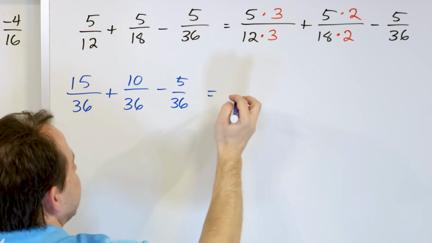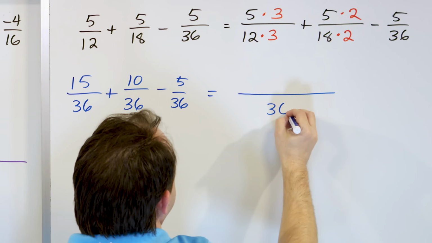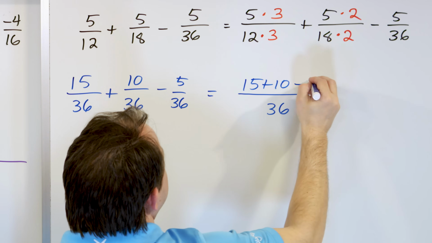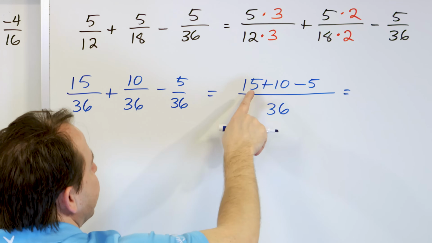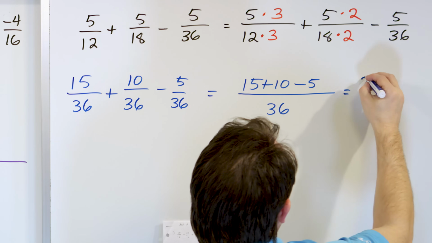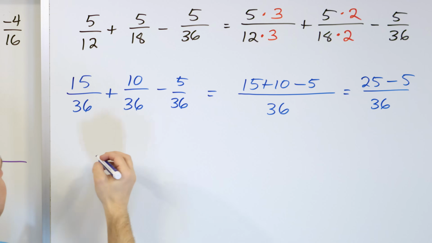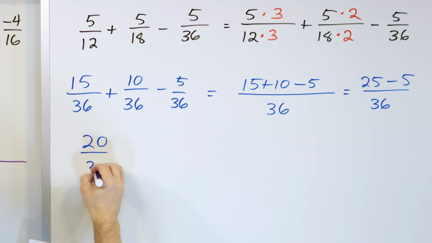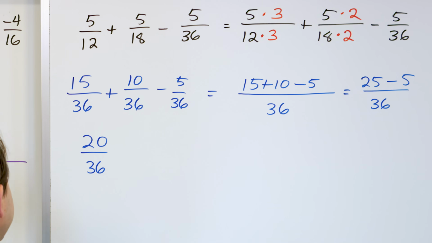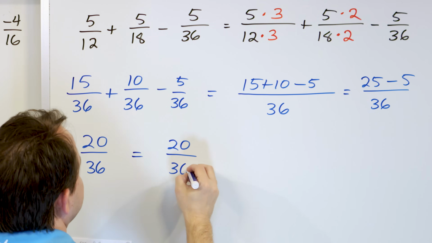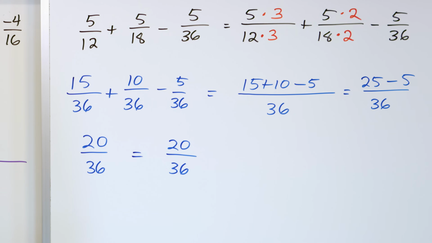Now the answer, since the denominator is 36, will just be over 36. And I'll have 15 plus 10 minus the 5. And what I'm going to get here, 15 plus 10 is 25, minus 5 over 36. 25 minus 5 is 20 over 36. Right, 20 over 36.